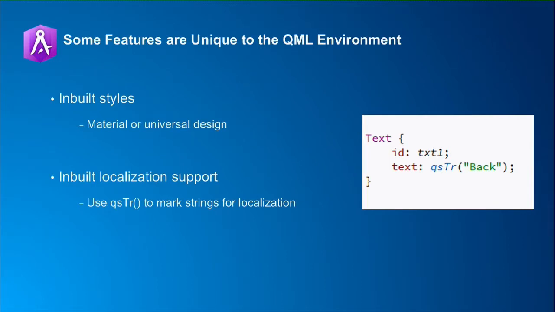QML has an inbuilt style. One of the examples is material design, but for HTML, you would have to add CSS on top of it. But QML can do the same thing. You don't have to use the inbuilt style, and you can just define your own styling properties. It also has inbuilt localization support. For example, when you write a text string with the function qsTr, if you have localization set up, that string will be translated into whatever language it's set to.